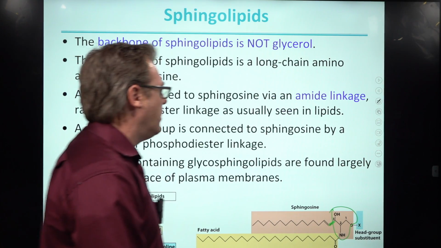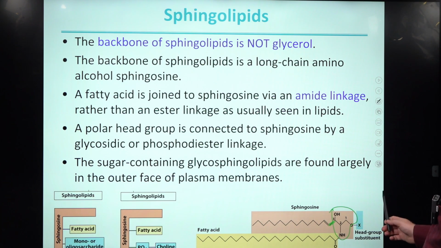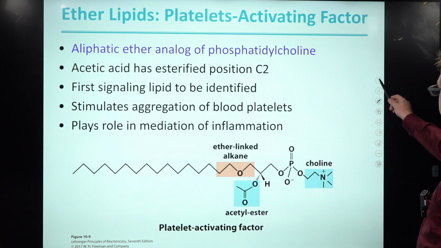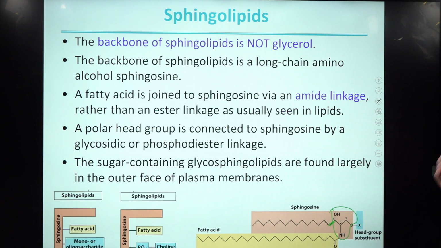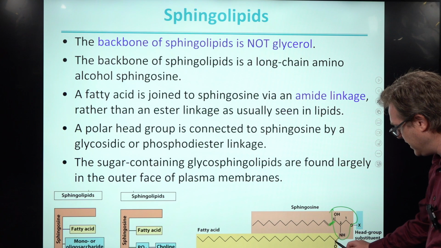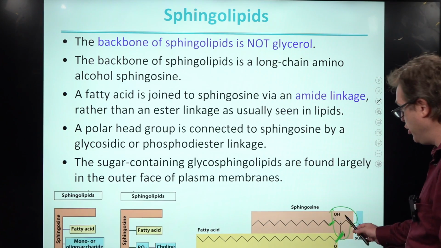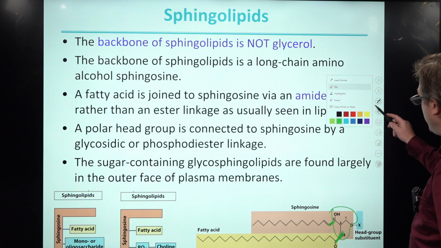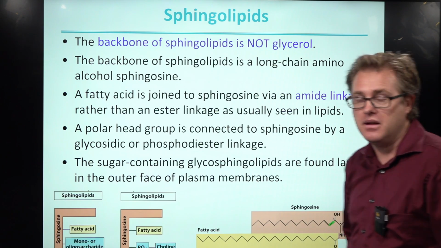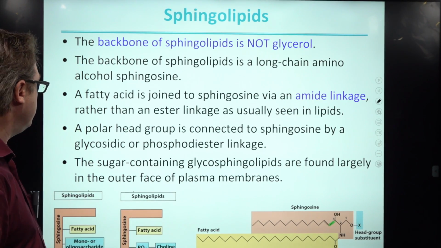Okay. And so what is different between a sphingolipid and a phospholipid? Well, one thing that should jump right out at you is that we have what type of linkage? What linkage right there is connecting the fatty acid to the backbone? That is an amide bond. So we have an amide bond right here that links the fatty acid to the backbone. Okay.